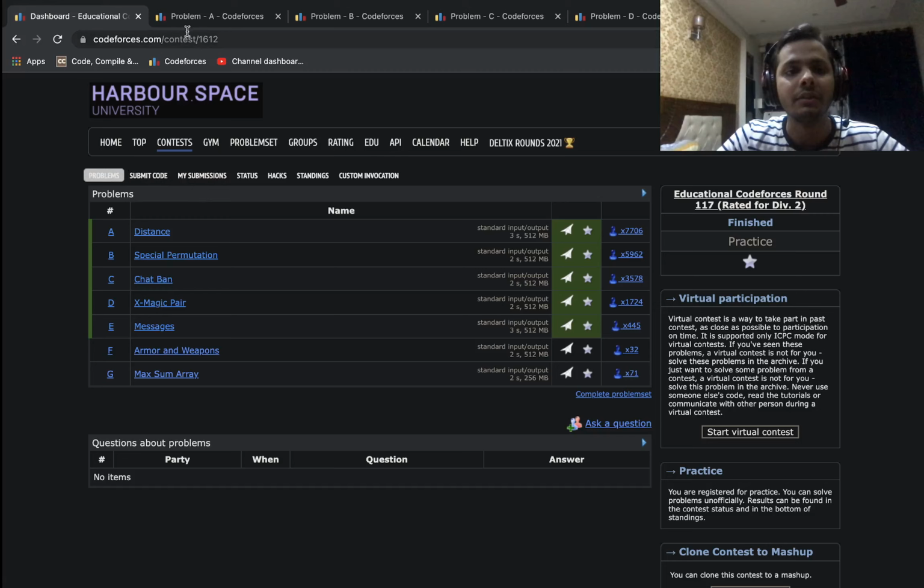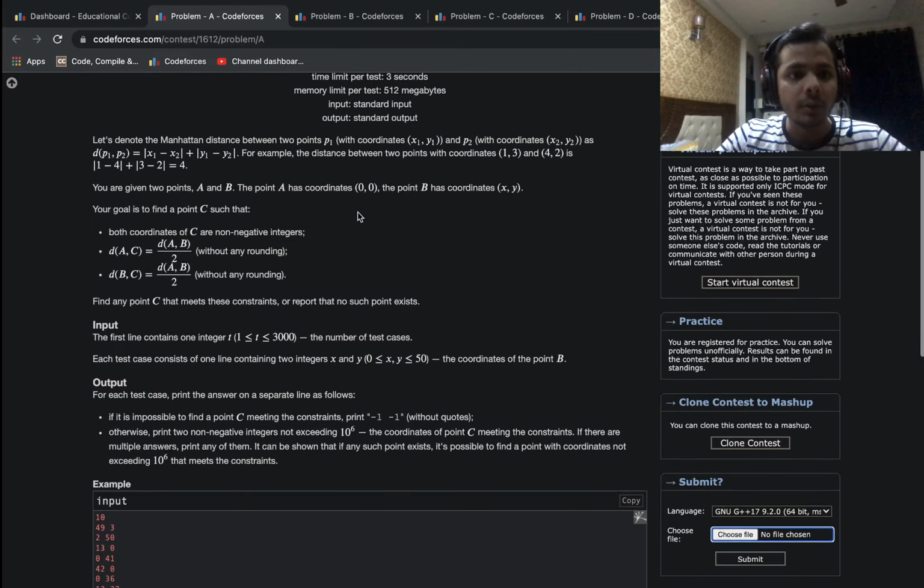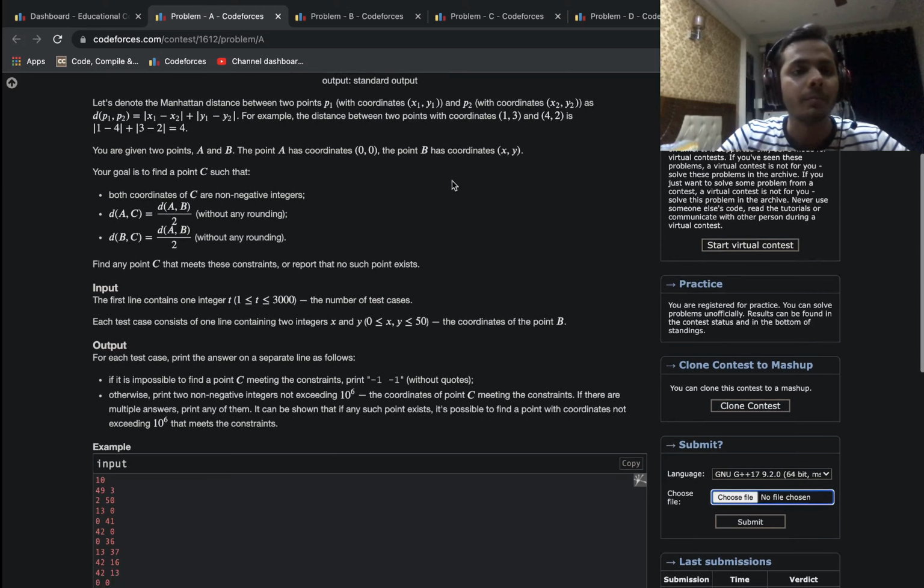I will be discussing the first 5 problems from A to E. Okay, so in this problem we have been defined with a term called Manhattan distance, which is a very common term. The Manhattan distance between 2 points is ABS of x1 minus x2 plus ABS of y1 minus y2, where the first point is x1 comma y1 and the second point is x2 comma y2.